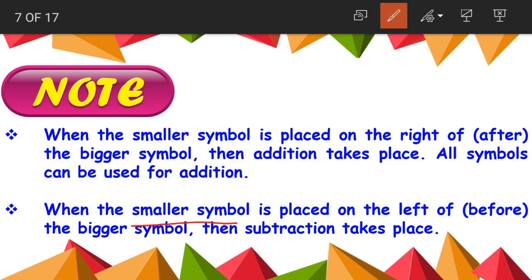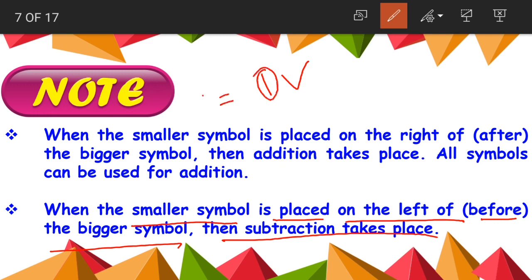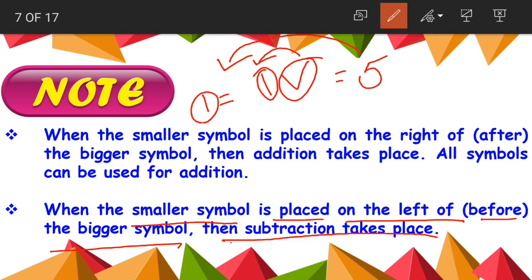Next, when the smaller symbol is placed on the left of or before the bigger symbol, then subtraction takes place. As we have learned, the Roman numeral for 4 is IV. I is equal to 1, V is equal to 5. Now, this smaller symbol is placed to the left side of the bigger symbol. So the subtraction takes place. 5 minus 1 is equal to 4.